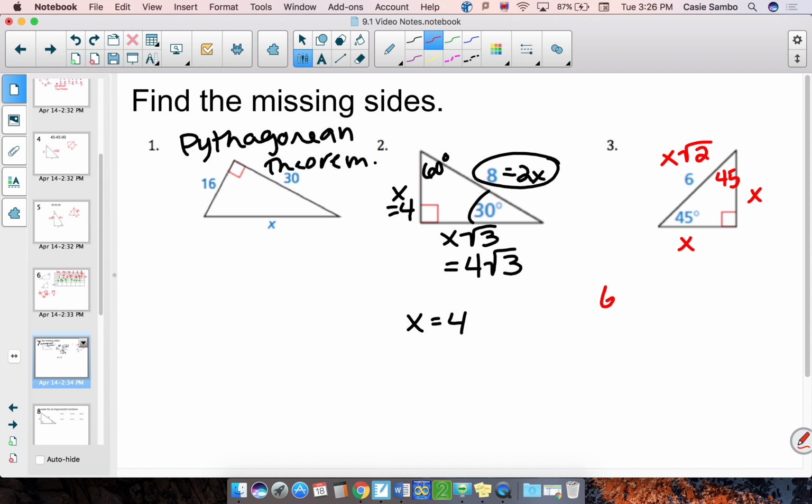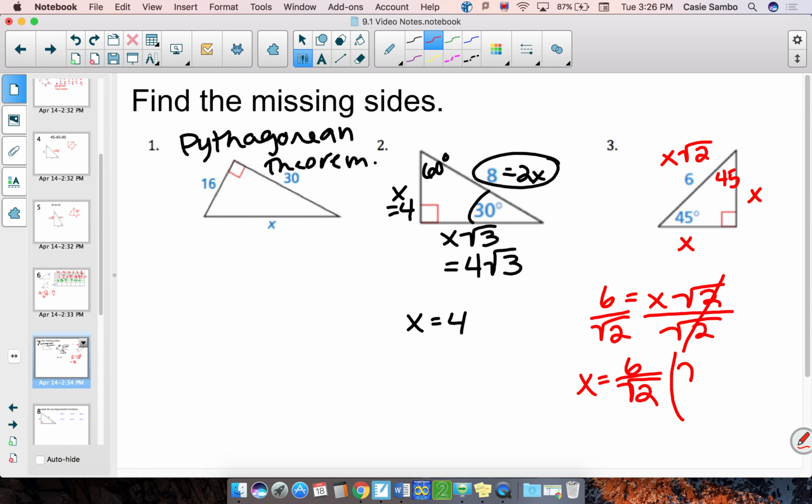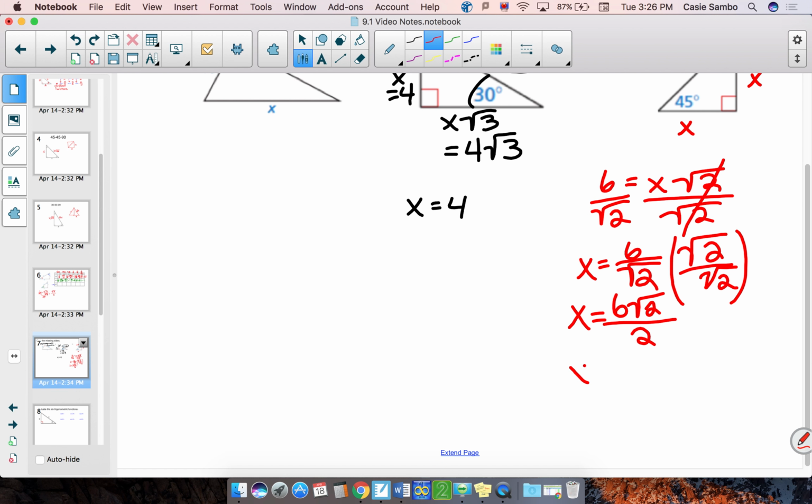So if we take 6 equals x square root of 2, we can solve for x. We can just divide by the square root of 2 on both sides. These cancel, and then we'd have x equals 6 over the square root of 2. But of course, we can't have a square root in the denominator, so we have to rationalize it by multiplying it by the square root of 2 over square root of 2. So we'd have x equals 6 root 2 over 2, which is going to simplify to be x equals 3 square root of 2.